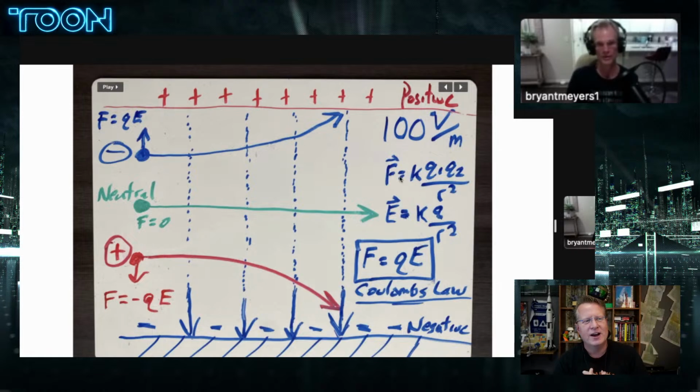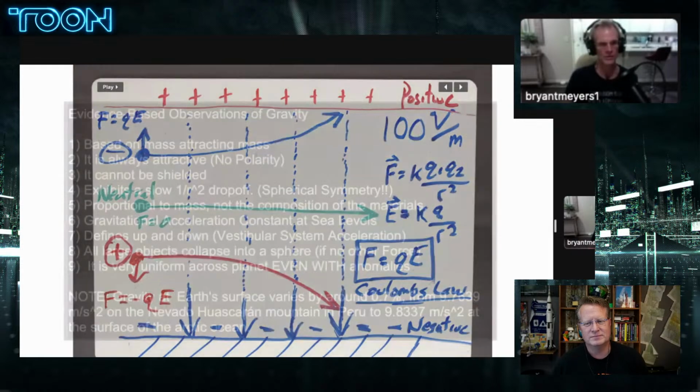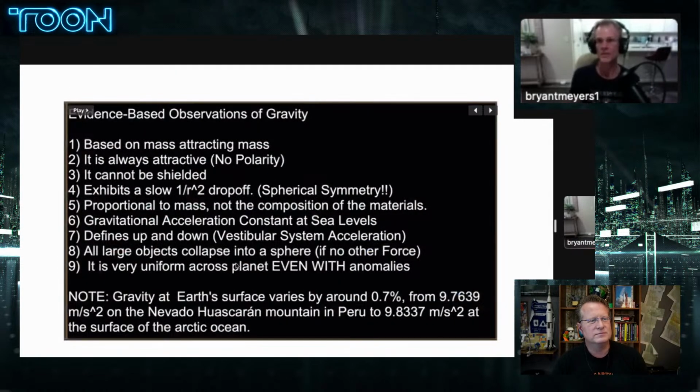I put both formulations of Coulomb's law here, so you can see these three possibilities. And the thing with gravity is it's always down. Just for fun, these are evidence-based observations of gravity. It's based on mass attracting mass. It's always attractive. There's no polarity, right? I know some people try to claim there's anti-gravity, like Whitsett and Dearth.